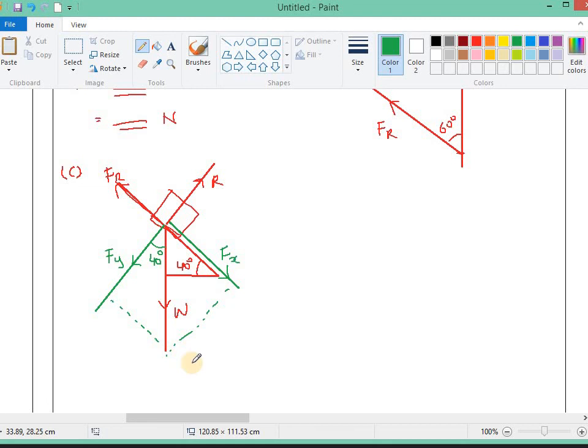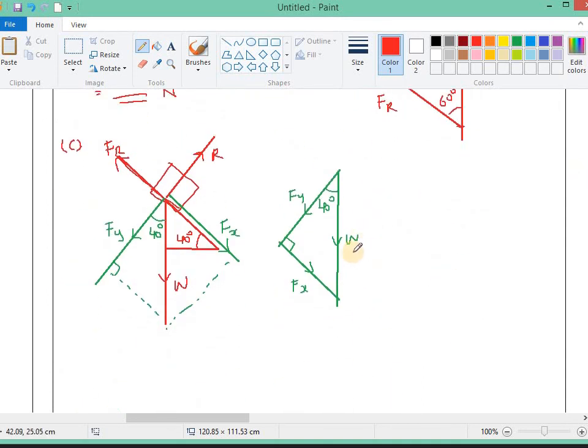From the parallelogram, we can get a right angle triangle. Let's say I take this right angle triangle. So I get this right angle triangle. This is 40, and this is x. This is the weight. So this weight is 50 Newton. So we can calculate this Fx and Fy.